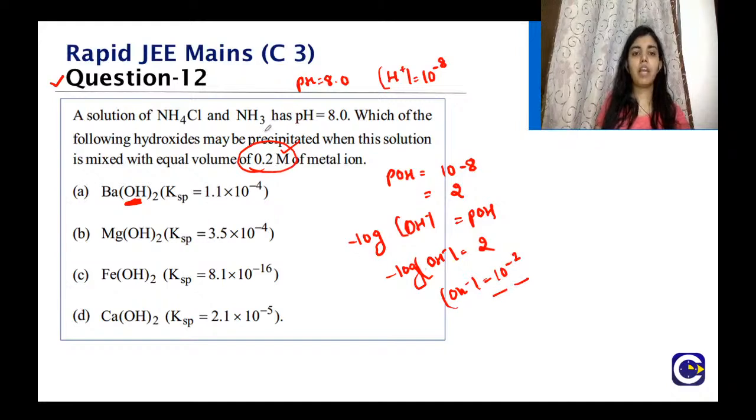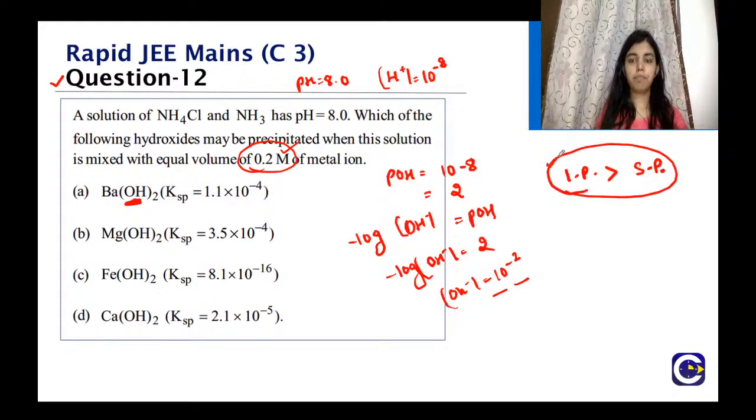Now the question is, which of the following hydroxides may be precipitated? Now for precipitation to occur, we know that ionic product should be greater than that of the solubility product. This we need to state, right? So solubility product is already given. We need to calculate the ionic product. Ionic product for A, B, C, D will be same. Why? Because the concentration of OH is also same and the concentration of the metal ion is also the same.